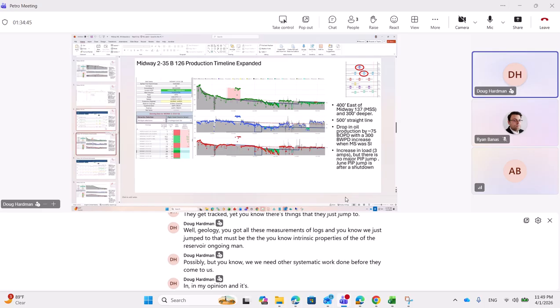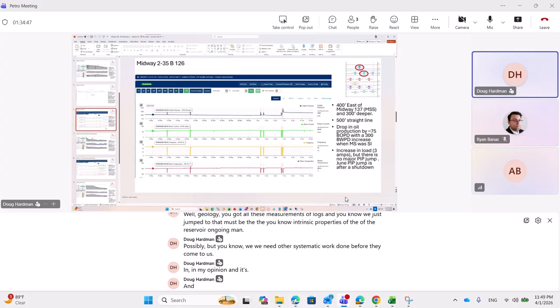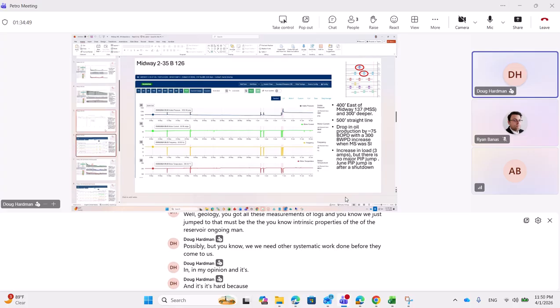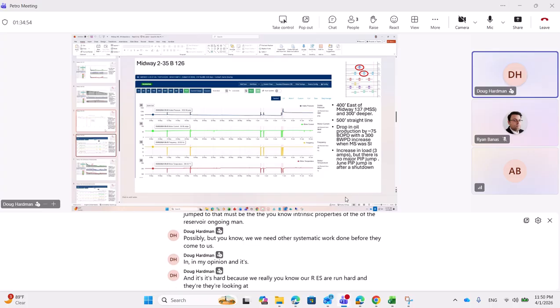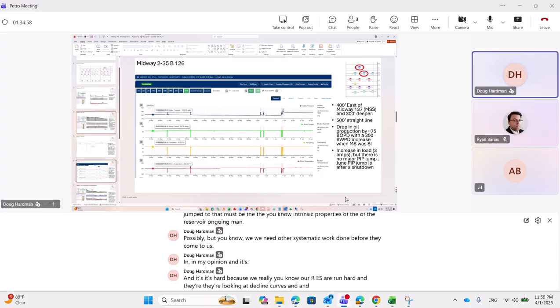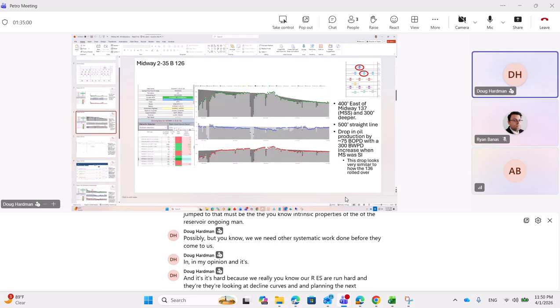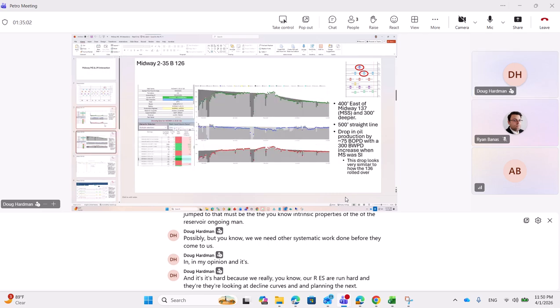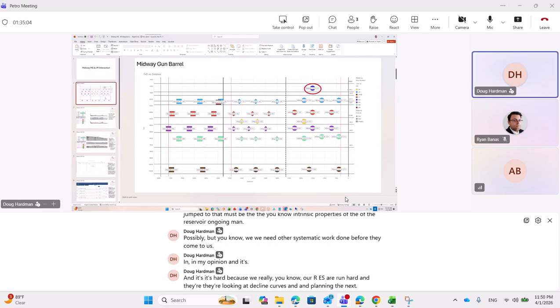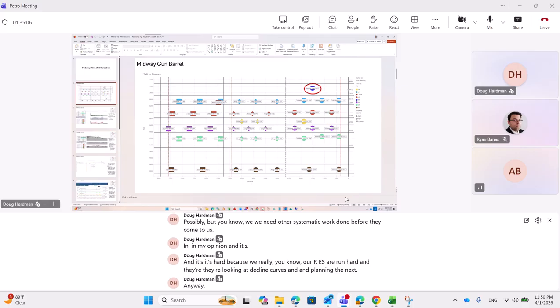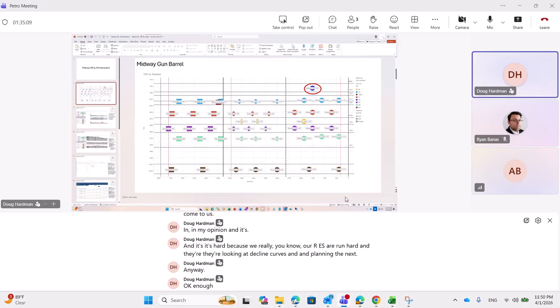It's hard because our REs are run hard and they're looking at decline curves and planning the next. Anyway. Okay, enough. Tired.